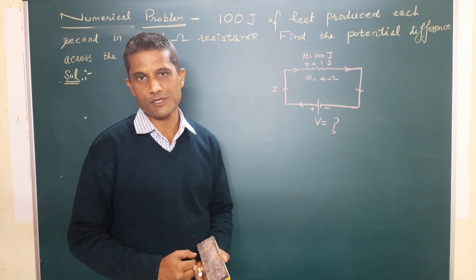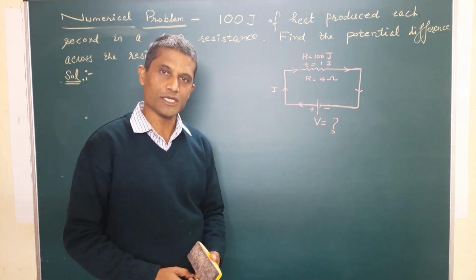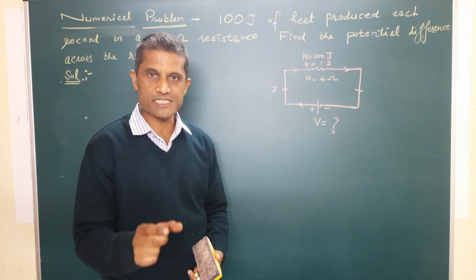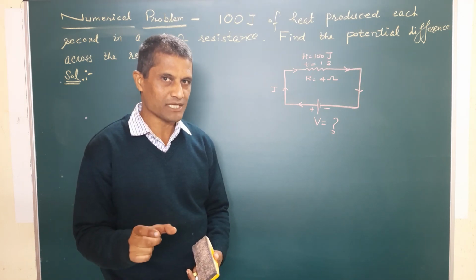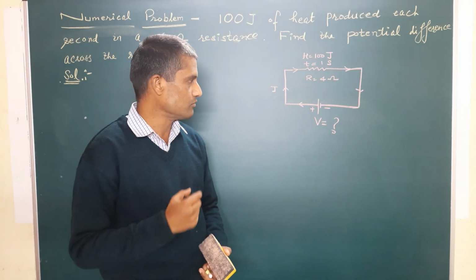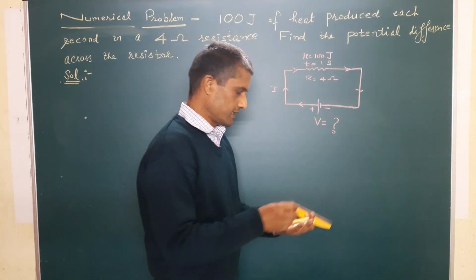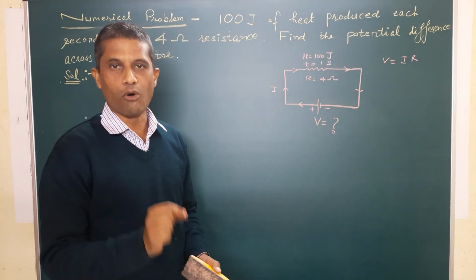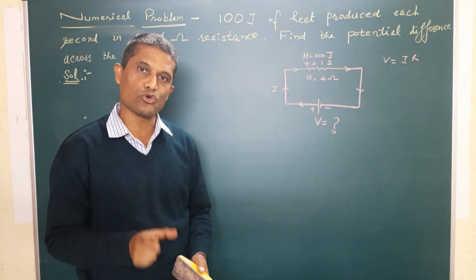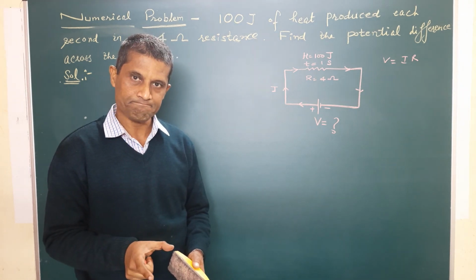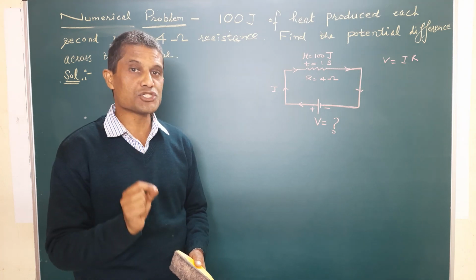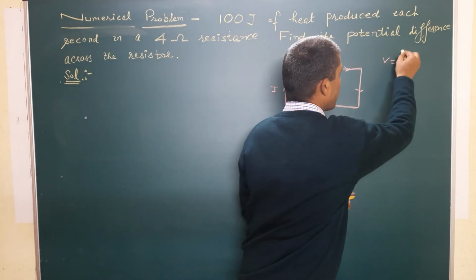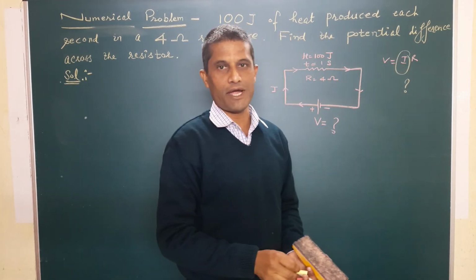How to proceed in this numerical problem? In order to find out V, according to Ohm's law, V is equal to IR. So let us chalk out a roadmap here. V is equal to IR, that's what we know. It means in order to find the voltage or potential difference acting across the resistance 4 ohm, we need to find out how much current flows through that 4 ohm resistor. It means the point is to find out I.